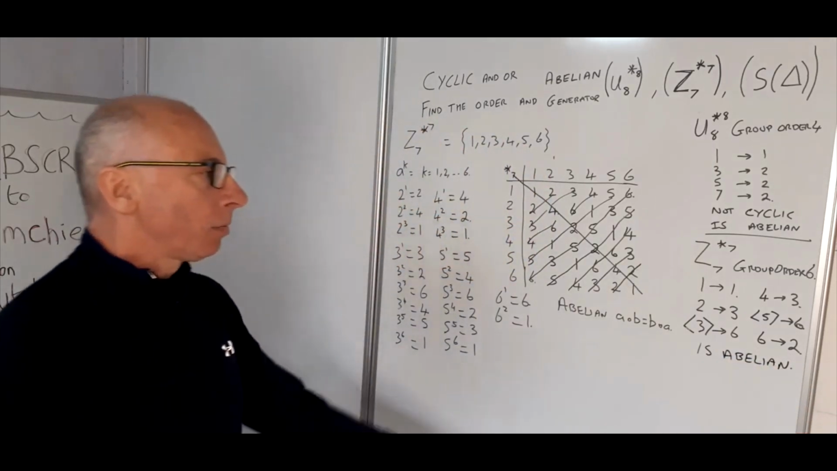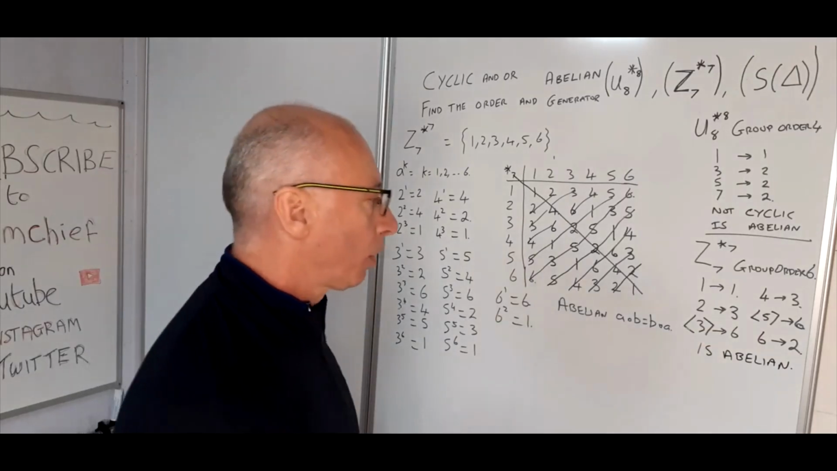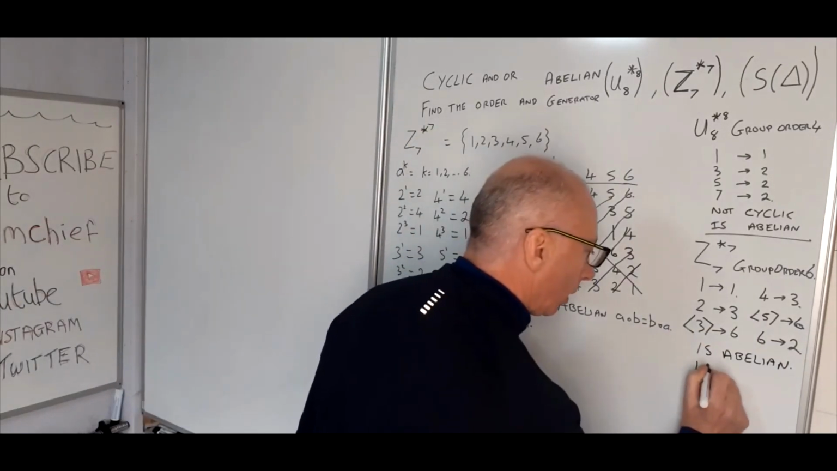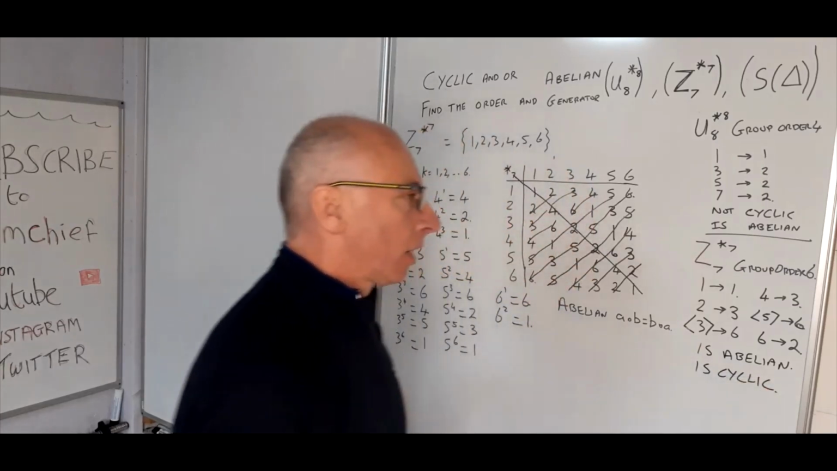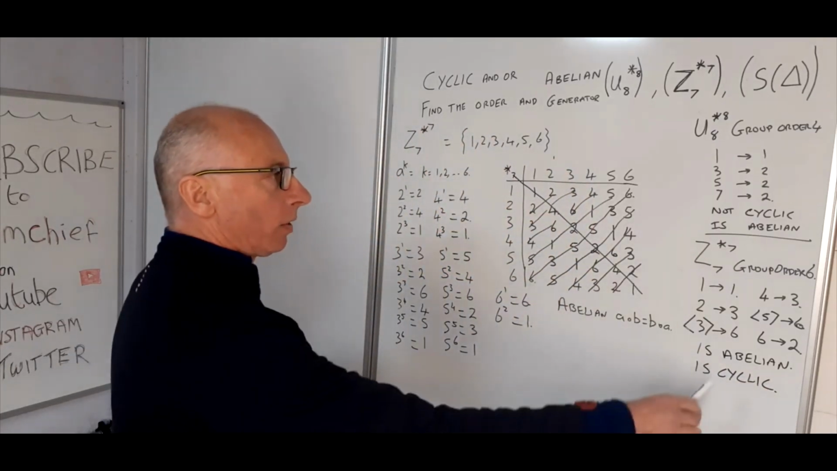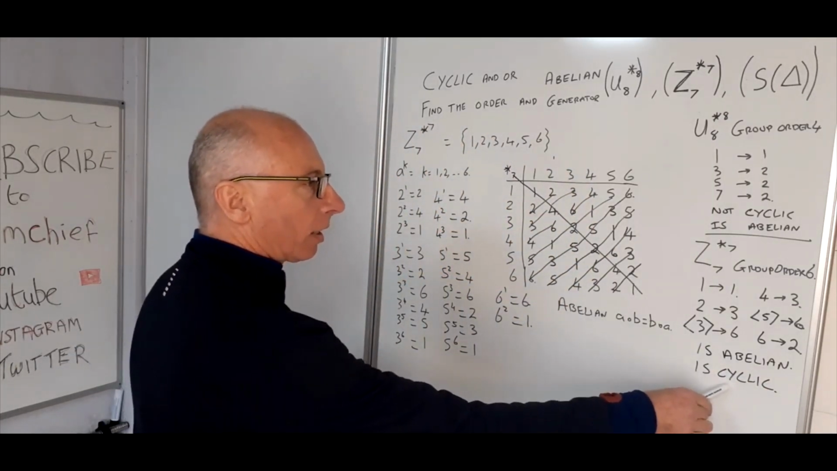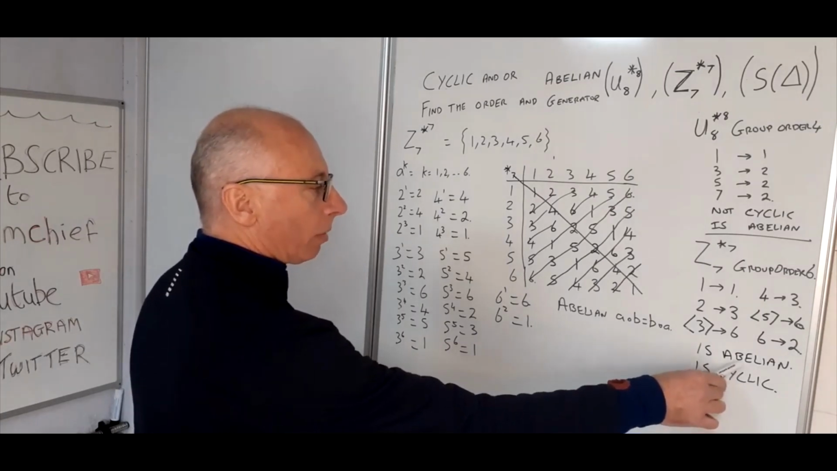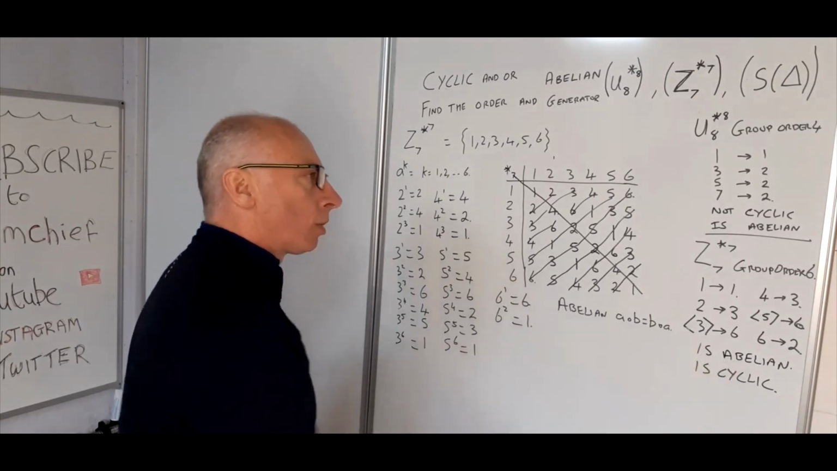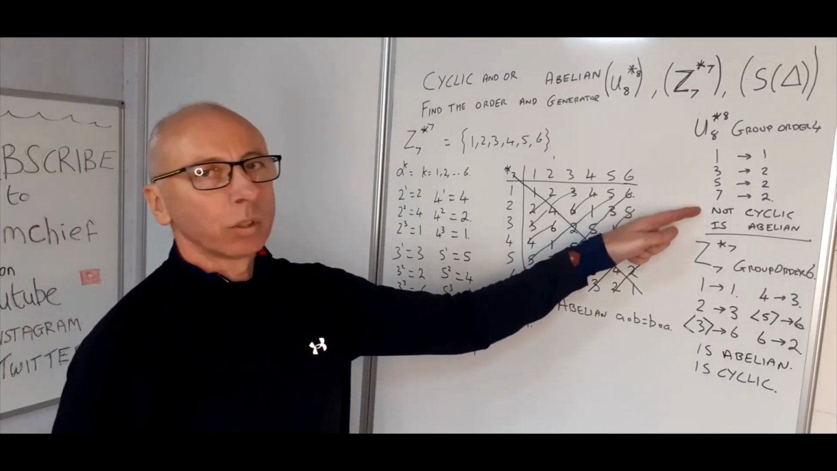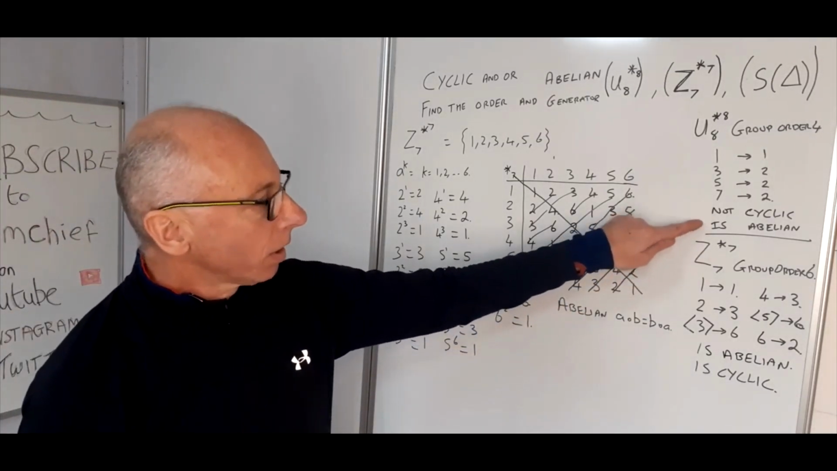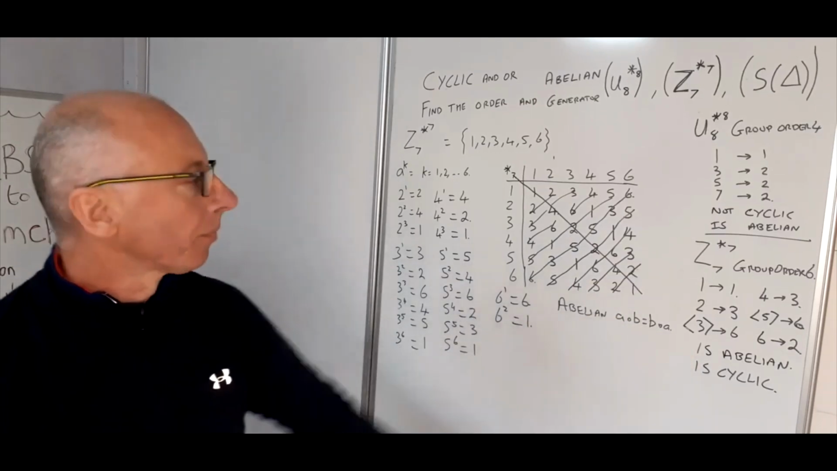And as we've got 2 generators, this group is also cyclic. So it is cyclic. Now you've got to be careful here. When you've got a group that is cyclic, it is always abelian, but it doesn't always work out the other way round. So if a group is abelian, it's not always cyclic. So here we can see we've got evidence of this.